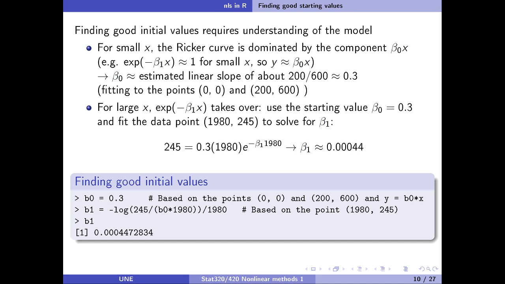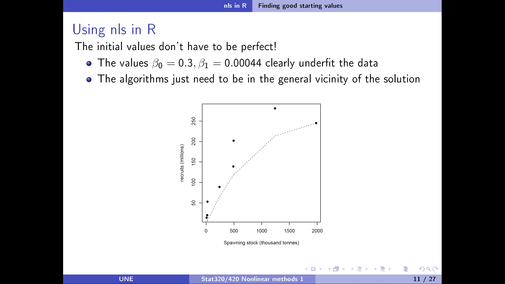Okay, so now I can stick those values into the NLS procedure and get my output. Now, I want to point out that I don't have to have perfect initial values. If you plug these values into the Ricker curve at the data points we have, you'll see that I've clearly underfit the curve. The curve should definitely be higher. I don't need to get close to the top of the mountain. I really just need to get onto the mountain for the mountain climbing procedure to work.